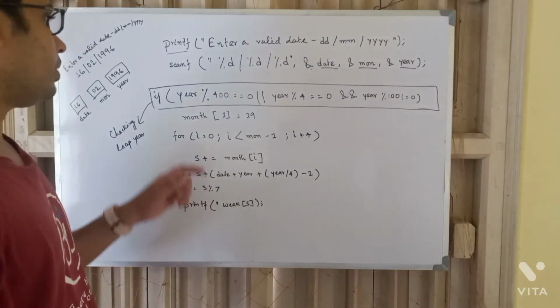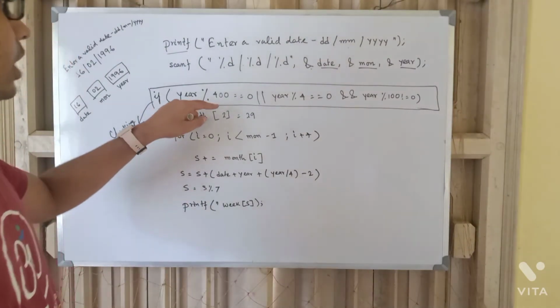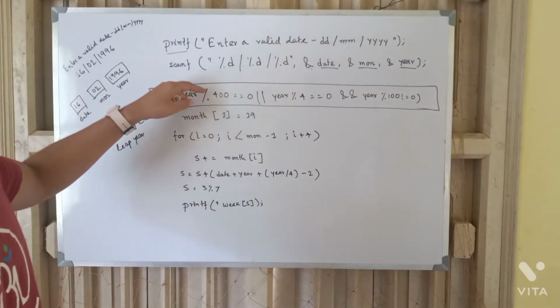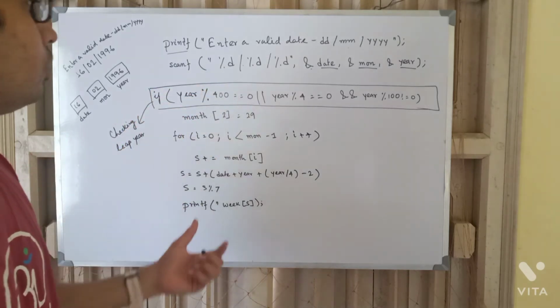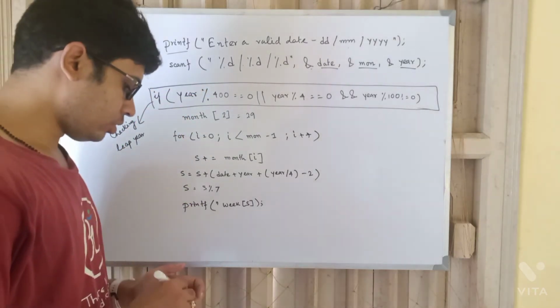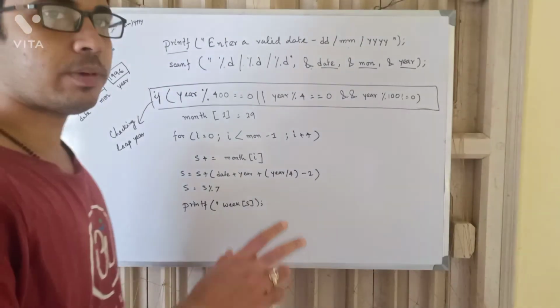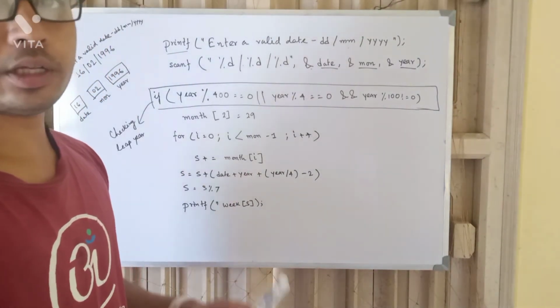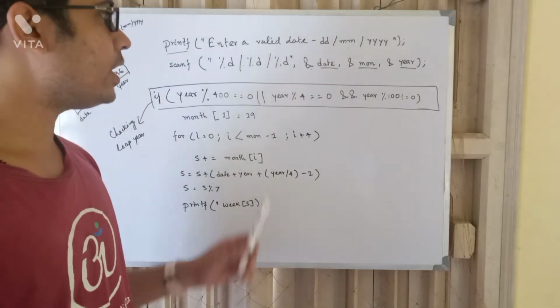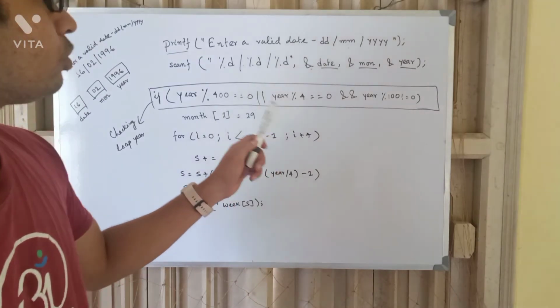To check whether the year is a leap year, first we take the remainder of dividing by 400. If the remainder is 0, then the year is divisible by 400, and the year is a leap year. Otherwise, we have to check two conditions.